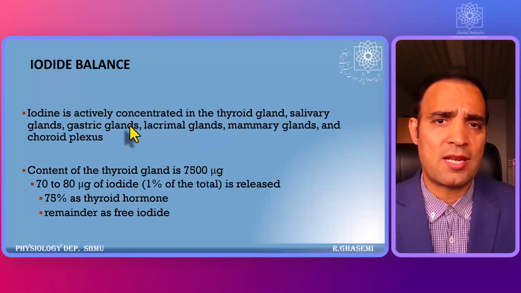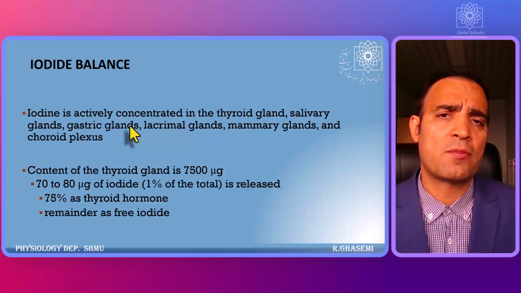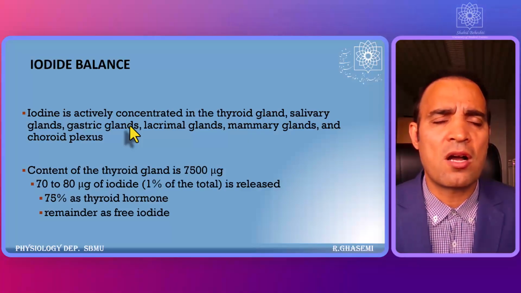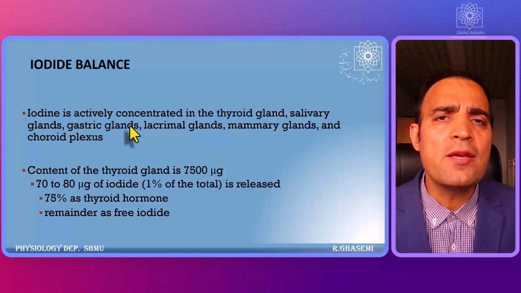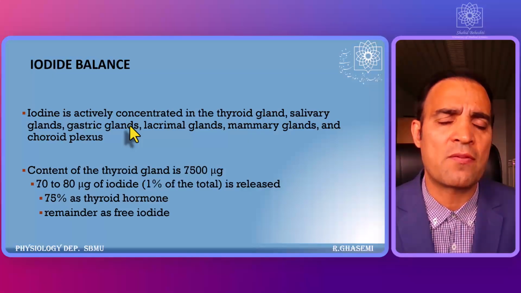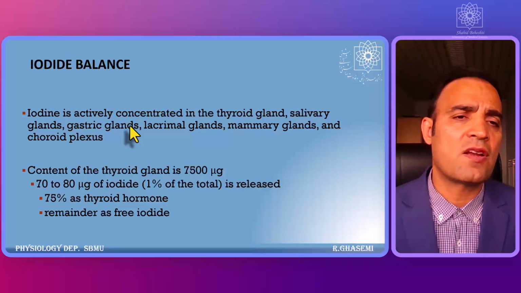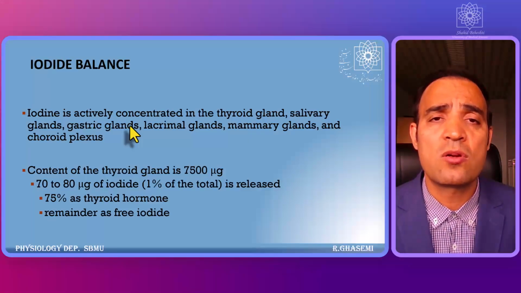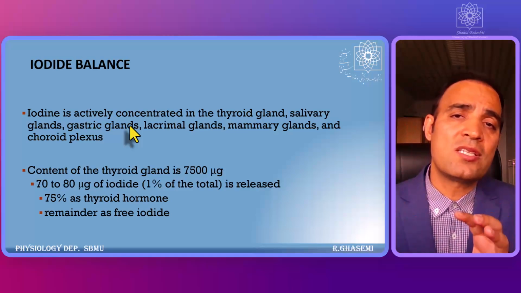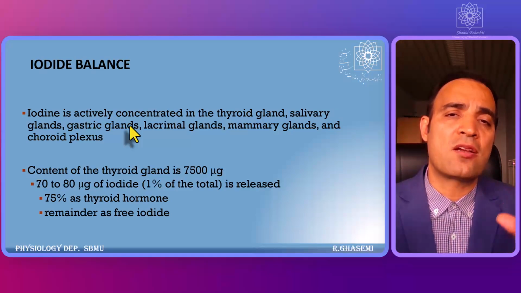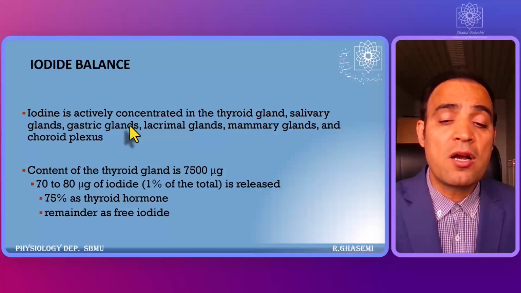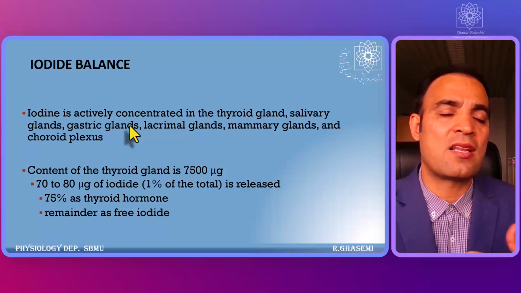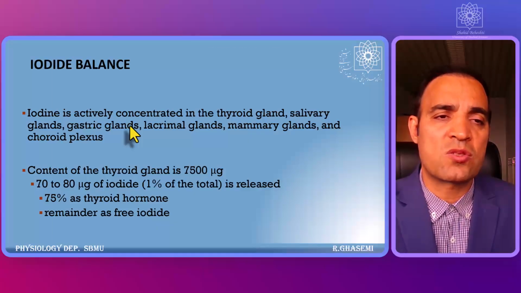Except for the thyroid gland, which is the most important part of the body that concentrates iodide, there are some other glands and cells that are able to take up iodide from the blood, such as the salivary gland, gastric gland, lacrimal gland, mammary gland, and also the choroid plexus. These cells are also able to take up iodide, and the uptake of iodide is a complicated process, and not all cells are able to do so.